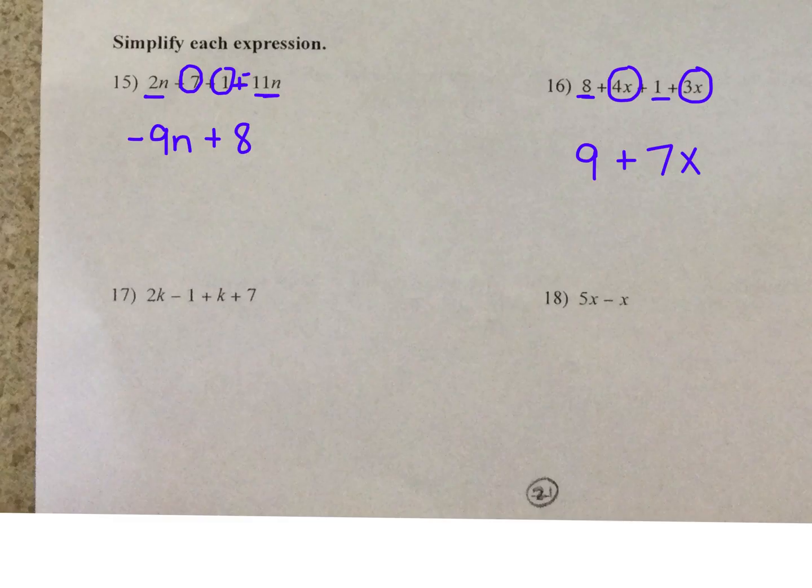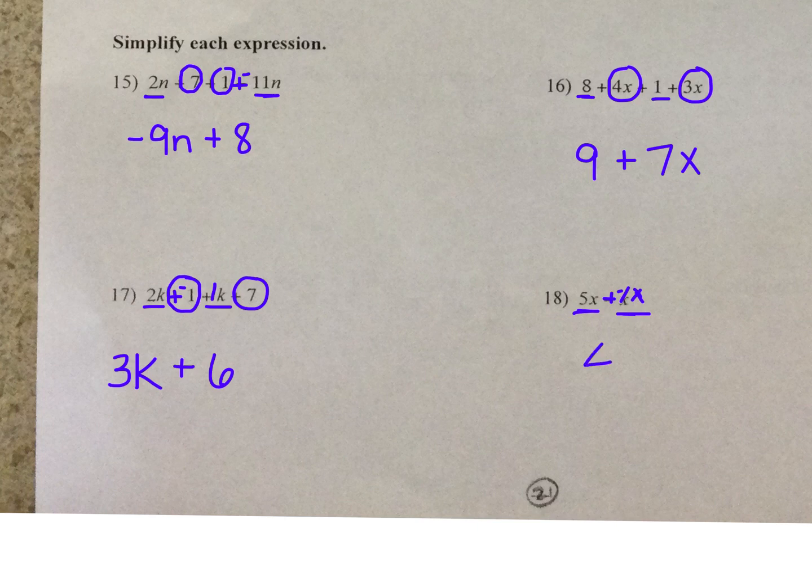This is our last one. Step 1, I'm going to make this a plus negative. All right, I'm going to start with my 2K. I'm also going to put a 1 in front of there. Plus 1K. 2 plus 1 is 3K. Now I got a negative 1 plus 7. Negative 1 plus 7 is 6. 3K plus 6. Last one. I'm going to make that a plus negative. I'm going to put a 1 in front of there. So it's actually plus negative 1x. 5x plus negative 1x gives me a 4x. That is your study guide. Thank you.